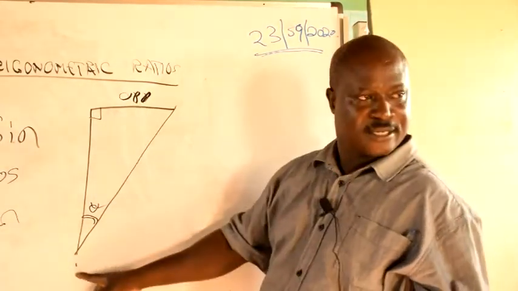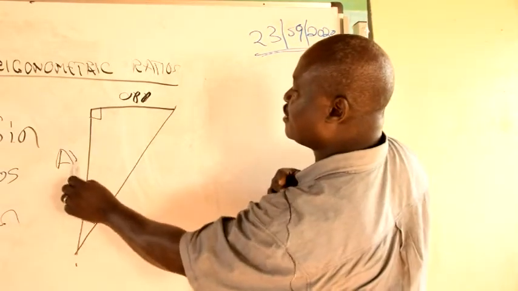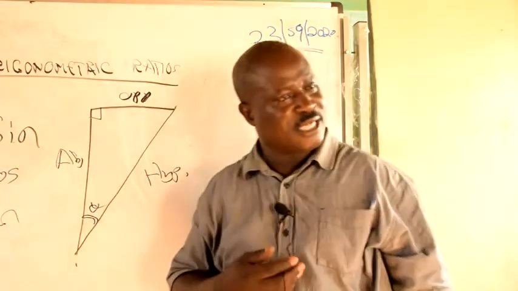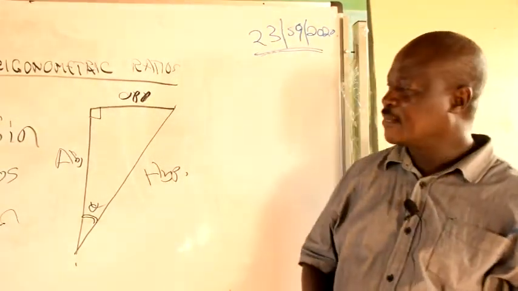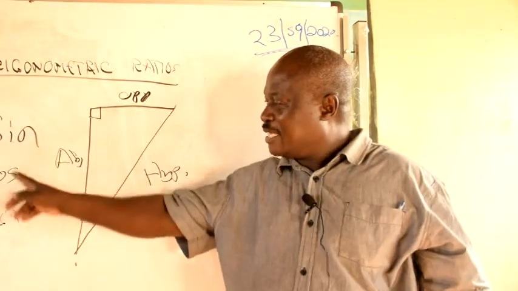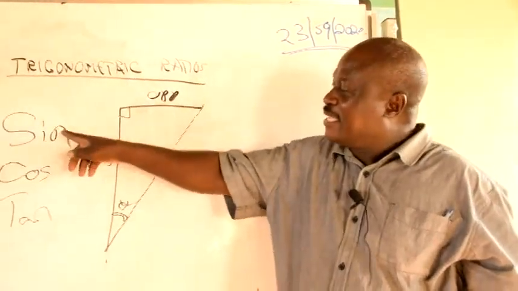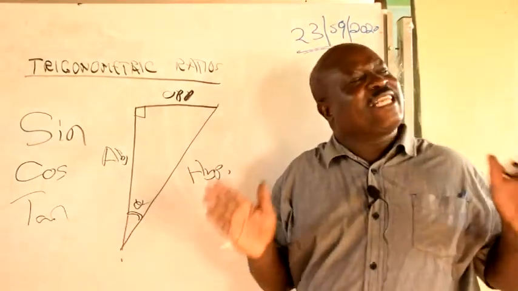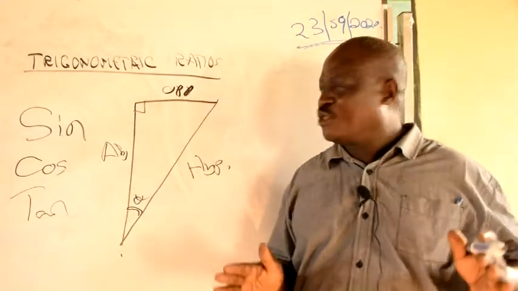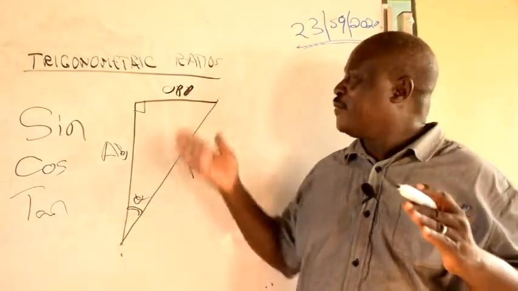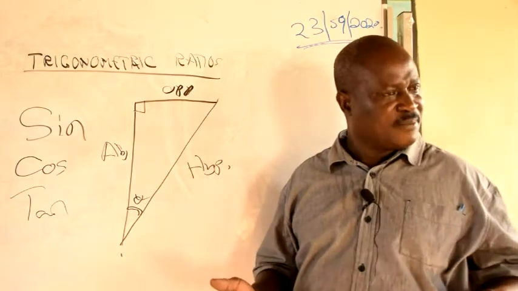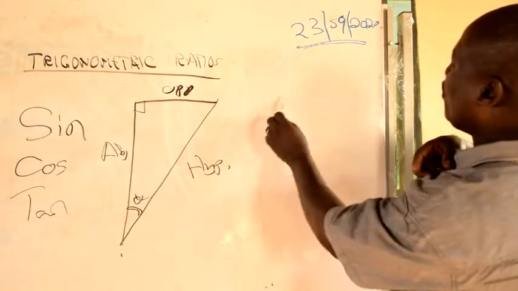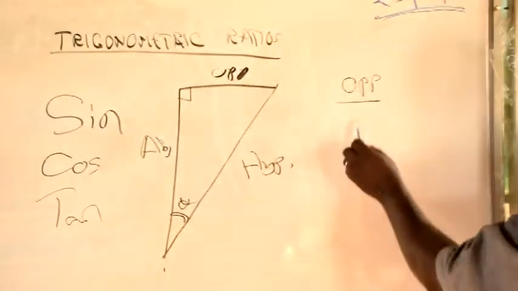What about this? Adjacent. This is adjacent. And then this is hypotenuse. Is that okay? Yes. I want us to learn this. The sine of an angle and the cosine of an angle or tangent of an angle, these are ratios. These are ratios which are comparing the sides that you want to deal with. For example, a ratio of opposite divided by hypotenuse.